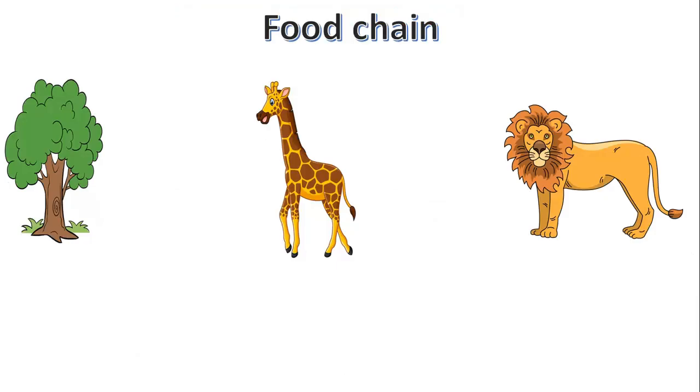What's a food chain? The food chain is the sequence of the passage of energy from one organism to another. So it's a diagram that shows the energy flow in a habitat or in an ecosystem. So let's take a deeper look.